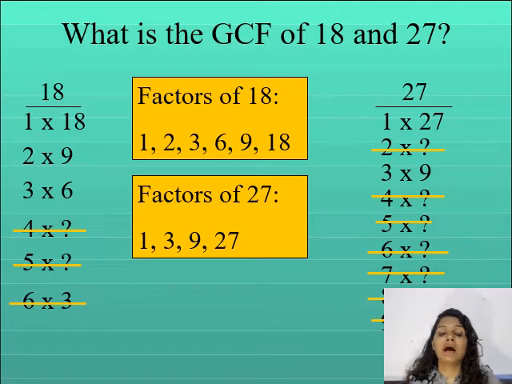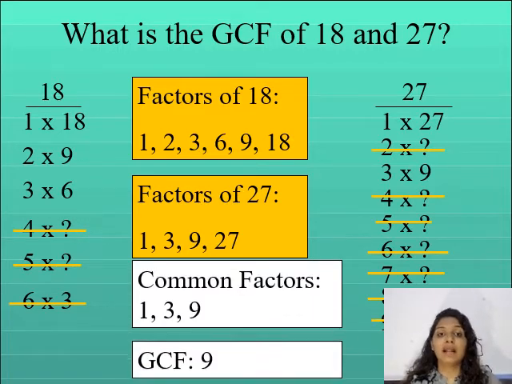Now, let's find the common ones. 1 is common, 3 is common, 9 is common. But we need the greatest common factor. So among all these factors, the greatest common factor is 9. So our GCF or HCF will be 9.